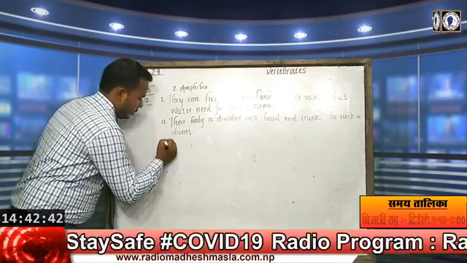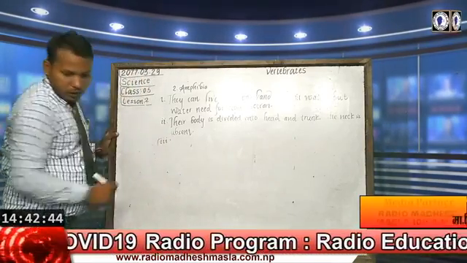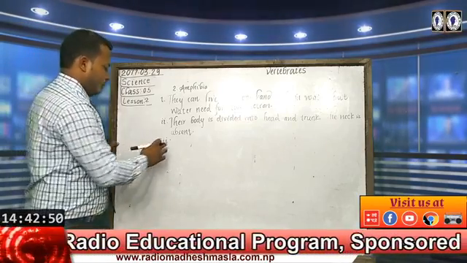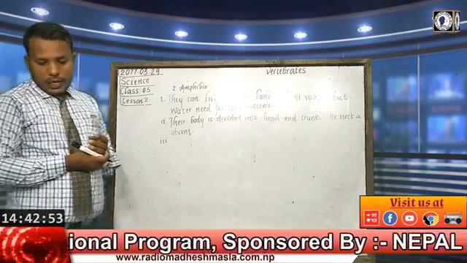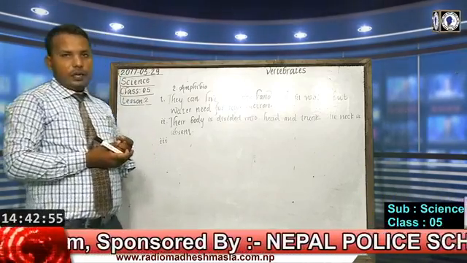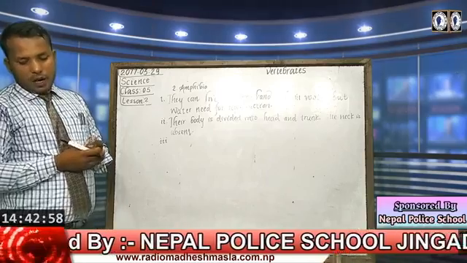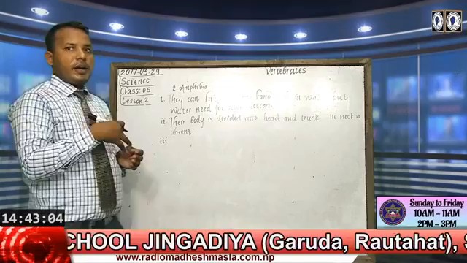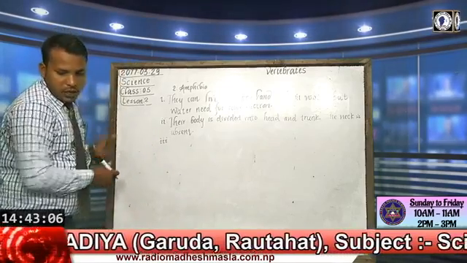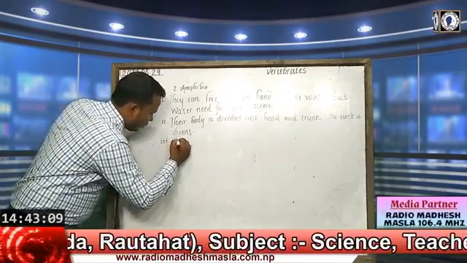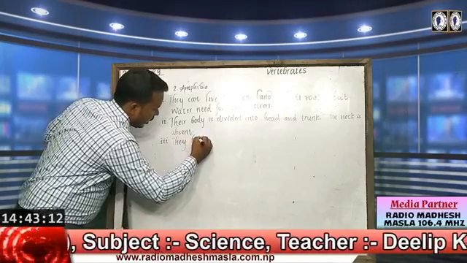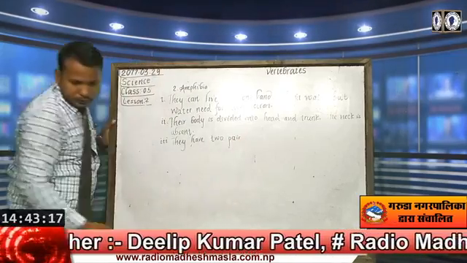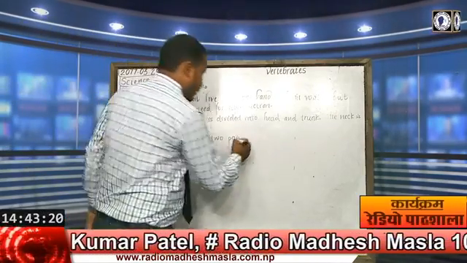Number 3, they have 2 pairs of limbs. One is the hind limb and another is the forelimb, and their hind limbs are longer than the forelimbs. Forelimbs are the front legs and hind limbs are the backward legs.